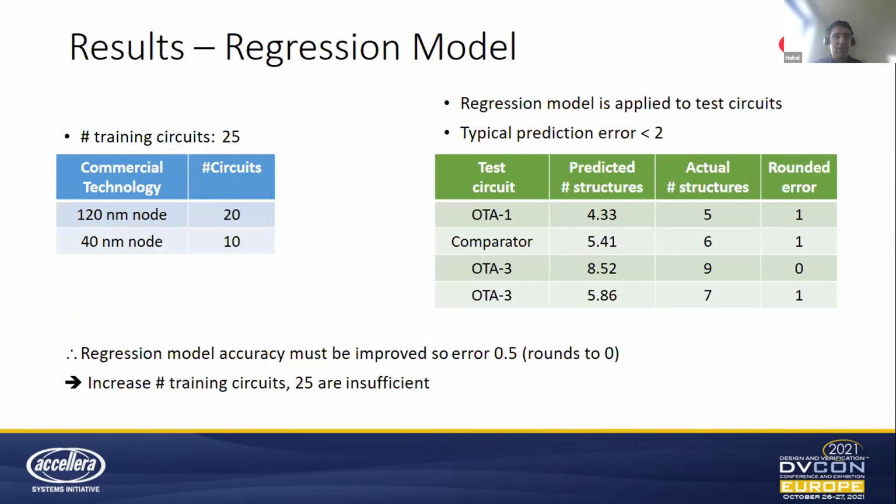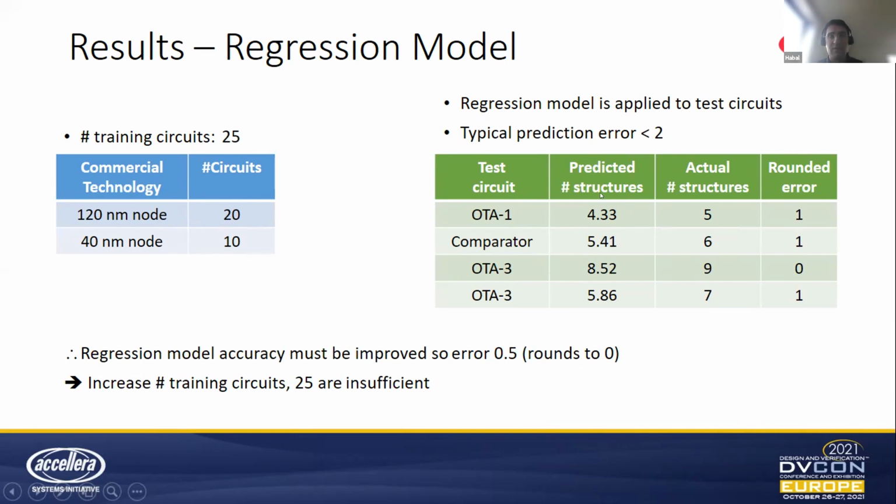The first results here are for this regression model. Unfortunately, by the time of the DVCon paper, we only had 25 training circuits in 2 technologies. I hope we are going to remedy this for the next publication. In addition to this, we build the regression model based on these 25, or fit it to these 25 circuits, then apply it to 4 more circuits here. 3 OTAs, so operational transconductance amplifiers, and a comparator.